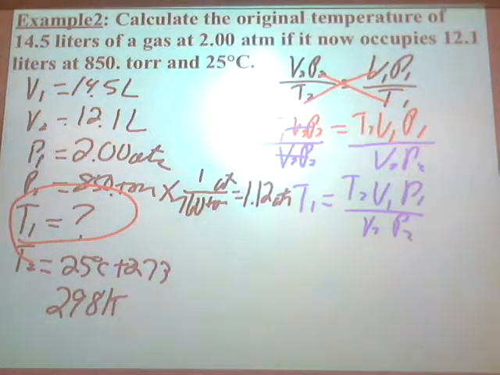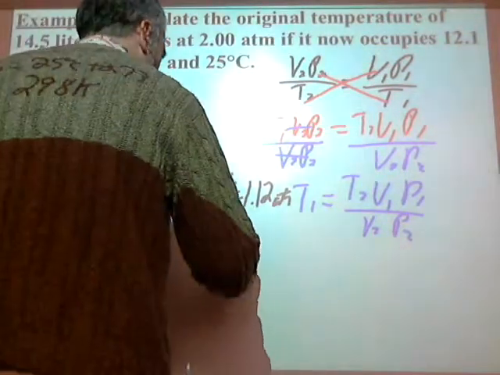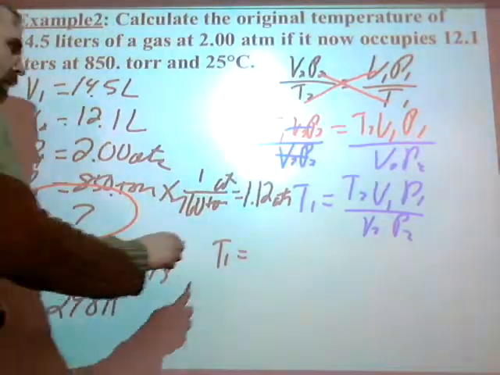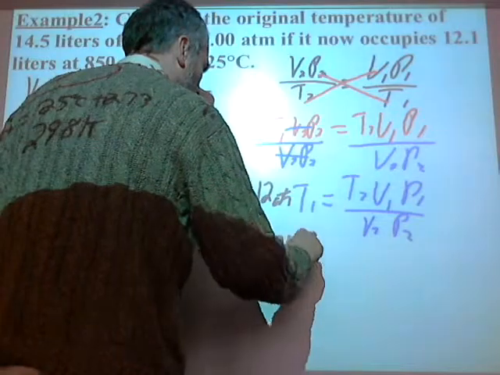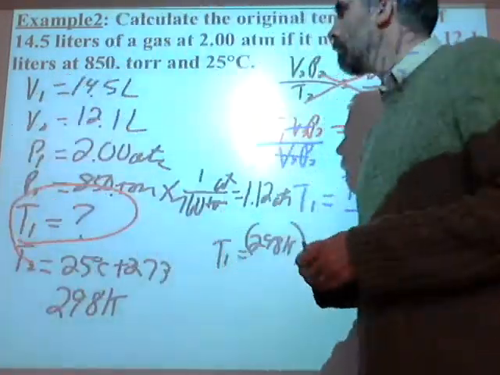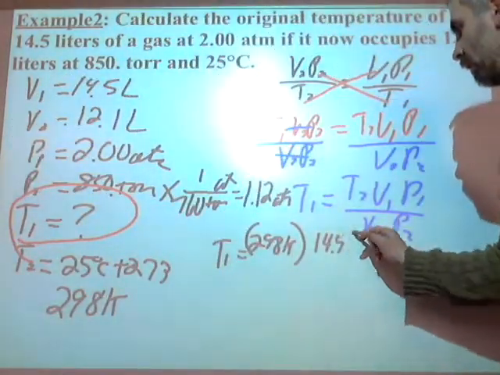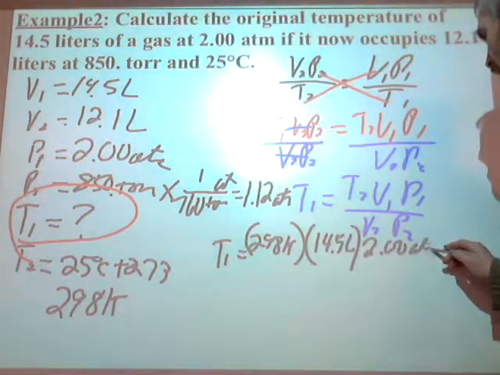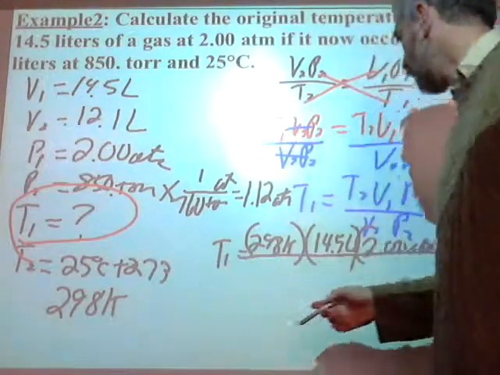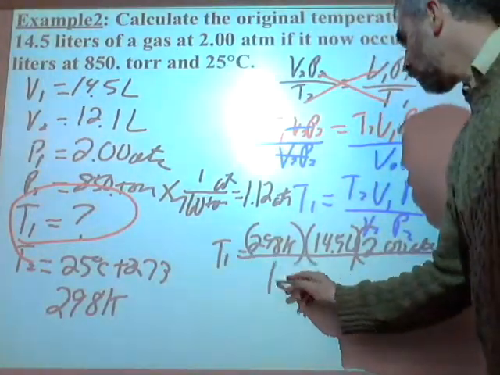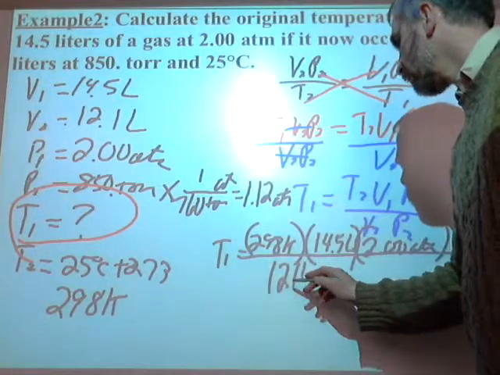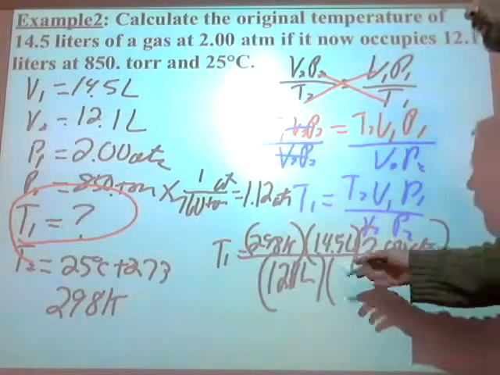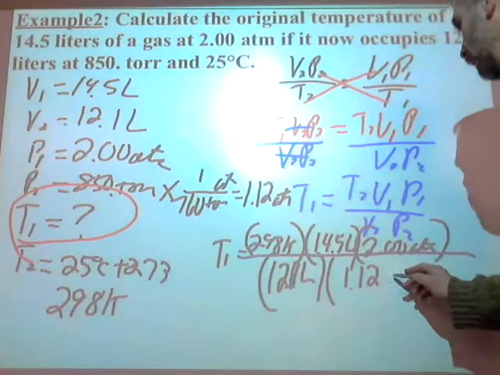And the last thing I'll do is plug those numbers in. T1 equals, my T2 is 298 Kelvin. My V1 is 14.5 liters. My P1 is 2.0 atmospheres. My V2 is 12.1 liters. And my P2 is 1.12 atmospheres.